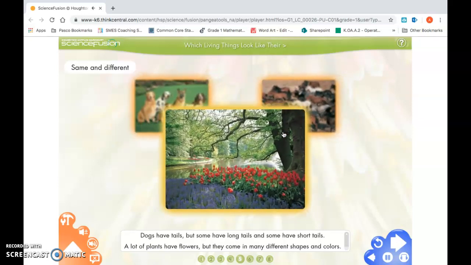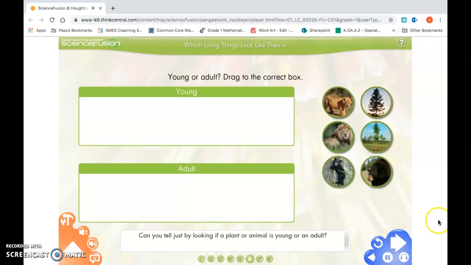A lot of plants have flowers, but they come in many different shapes and colors. What do all these plants come in right here? Yep, they're red. Notice these plants here, they're plants also, but they are purple. You're right. Can you tell just by looking if a plant or animal is young or an adult?